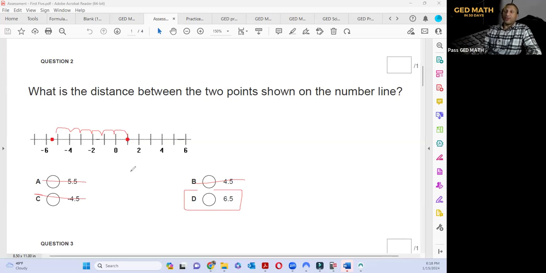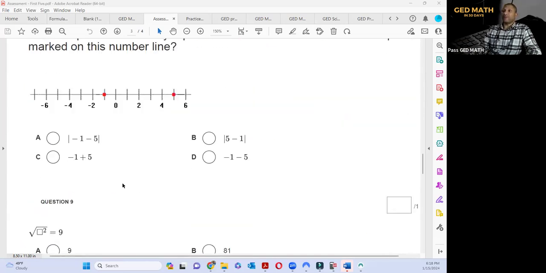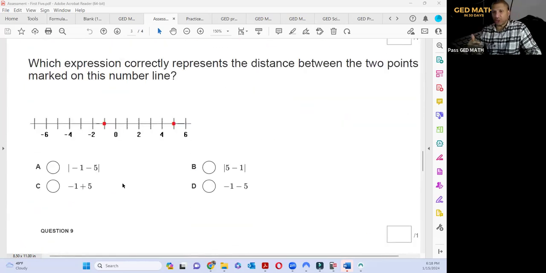Now, this is the type of problem you'll probably see. Well, they give you a number line, but the answers are using the absolute value.